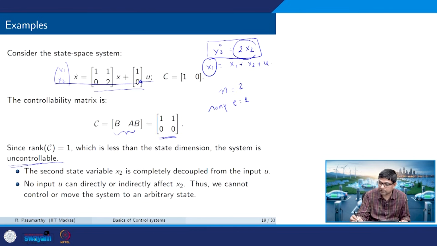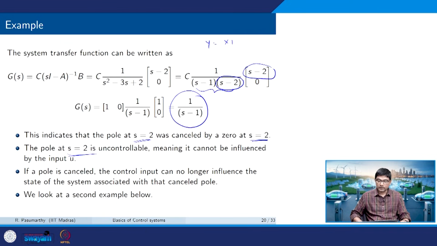This is x1 dot equal to x1, x2 dot is equal to x2. Okay. So, when a pole is cancelled with a zero, it can be stable or unstable, it does not matter. If a pole is cancelled, the control can no longer influence that particular state of the system associated with that cancelled pole. And therefore, when I just say transfer function, if I just give you a transfer function of the system 1 over s minus 1, I just do not know if it is controllable or not.